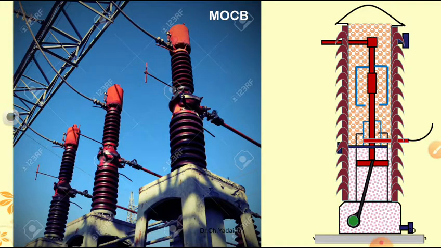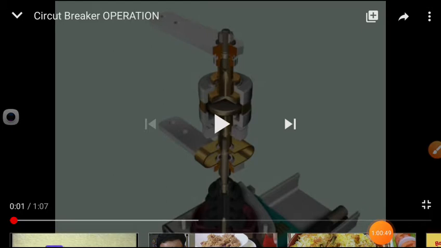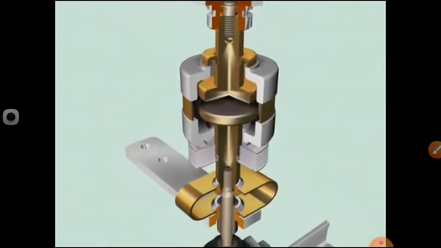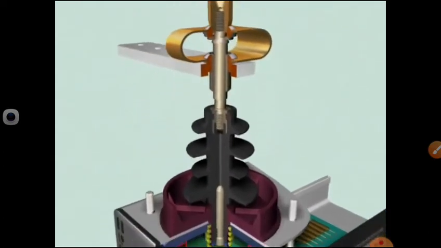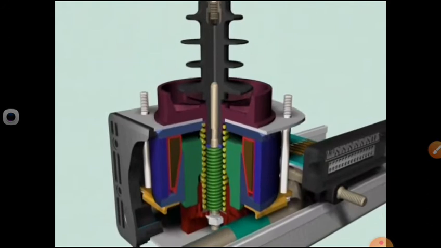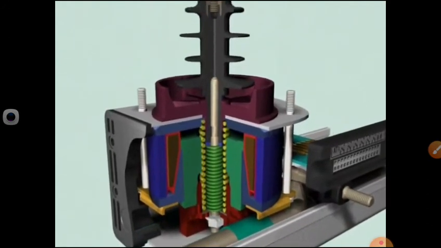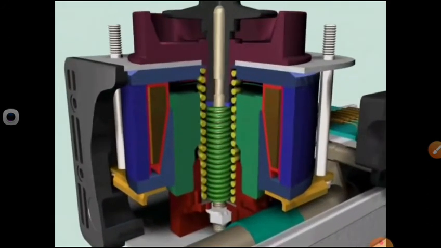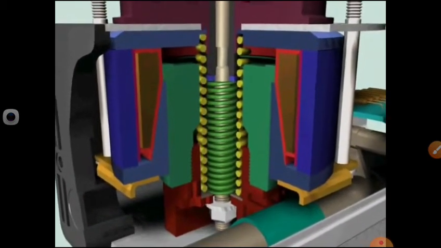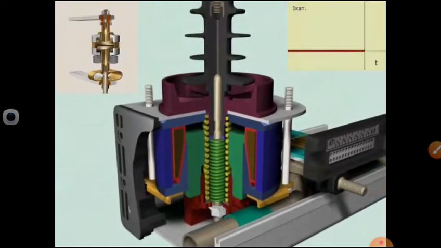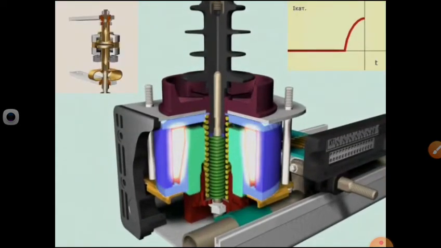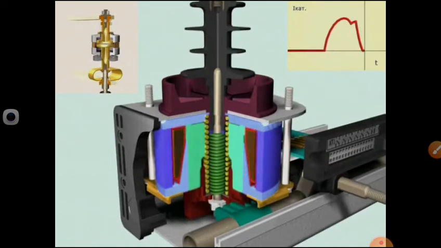Before this, you can now see one animation of how the breaker operation takes place. One is the fixed contact and one is the moving contact. Here there is a gap between these two when operating. This is the total mechanism, and below this the mechanism takes place. You can see in the animation how the breaker is operated. Inside the mechanism, we already know spring charge, pneumatic, and hydraulic mechanisms are generally used. While it is operating, you can also observe its electrical characteristics.